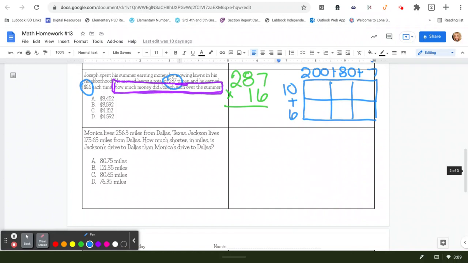Okay? And last one. Monica lives 256 and 3/10 miles from Dallas. Jackson lives 175 and 6/500 miles from Dallas. How much shorter in miles is Jackson's drive to Dallas than Monica's drive to Dallas?